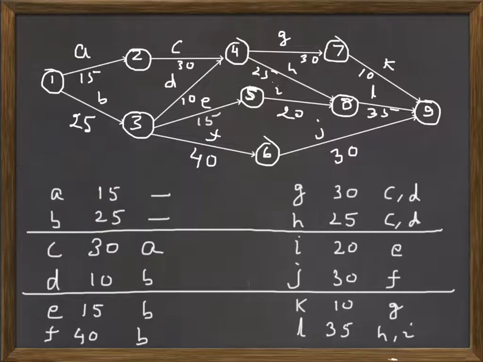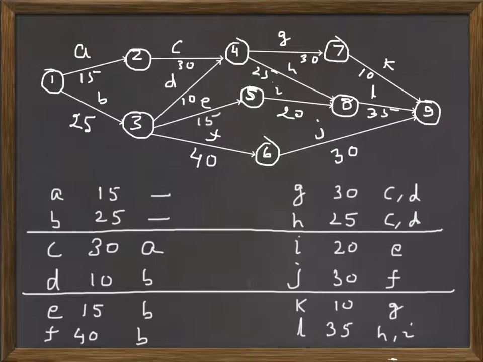If you look at C, it starts from node 2 where activity A ends. It means C should have A as immediate predecessor. So you can verify this is right. D, E and F, all the three are starting from node 3 where B is ending. So D, E and F, these three activities have immediate predecessor B.